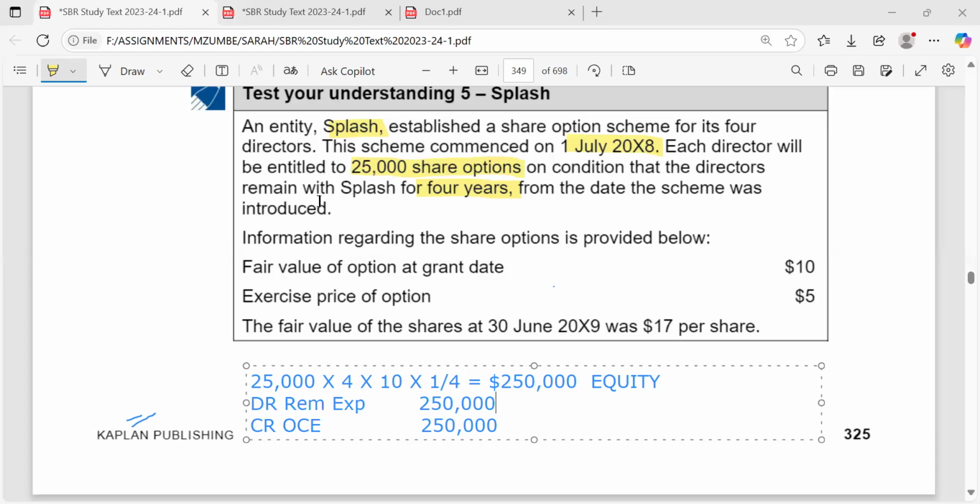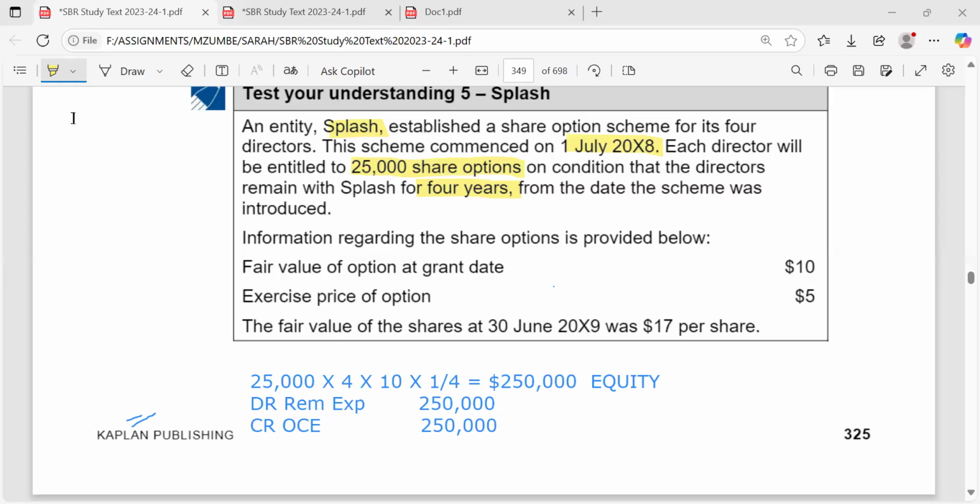Then let's go to our standard now. We need to get the tax base and compare them, right? And they also told us that you need to get the intrinsic value. For the intrinsic value, look now, okay? You have been told that you can purchase each share option for $5, but what is the worth of the shares? The fair value of the shares at 30 June 2009 was 17. For something worth 17, you can purchase at 5, so you can generate a value of 12. 17 minus 5, right?